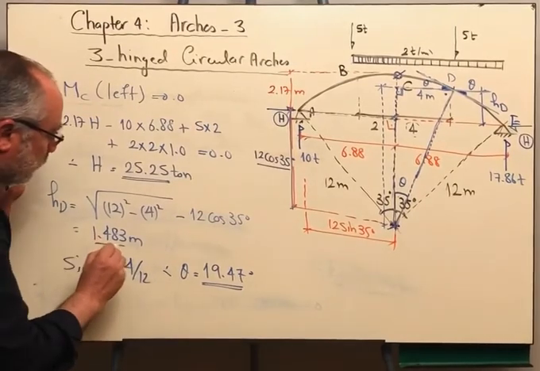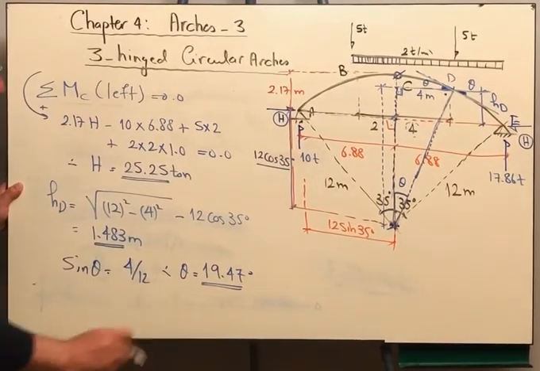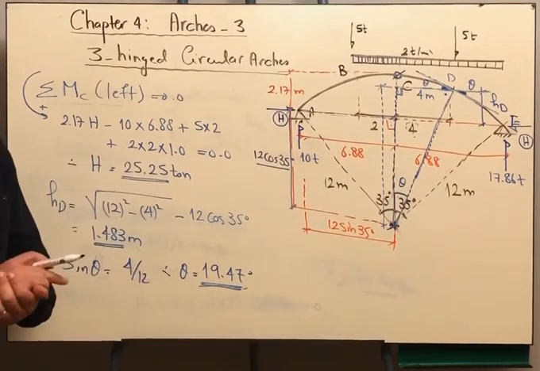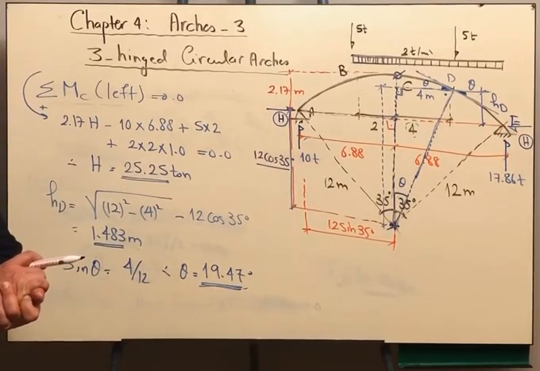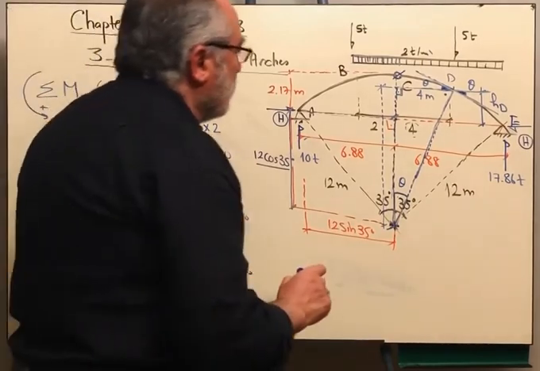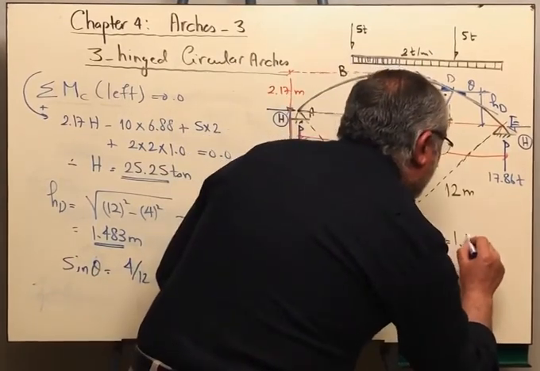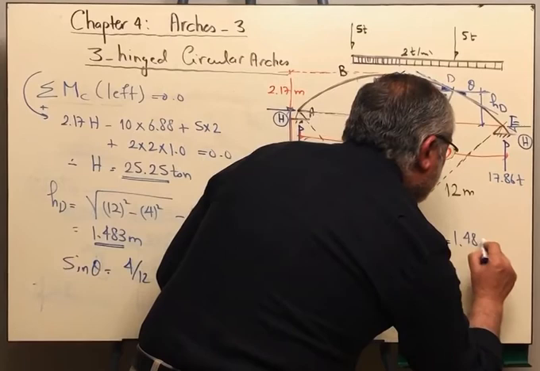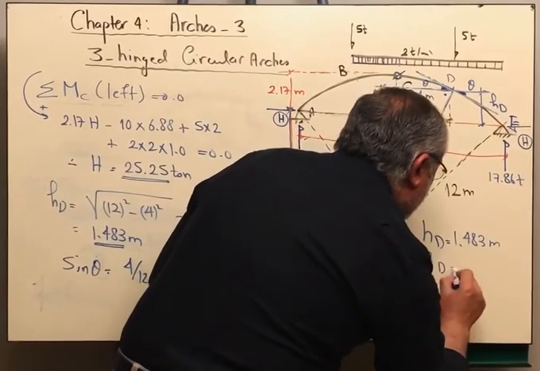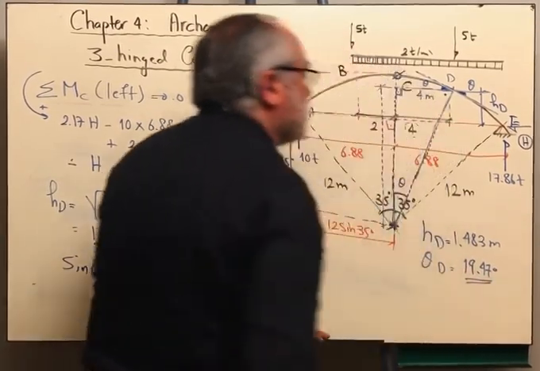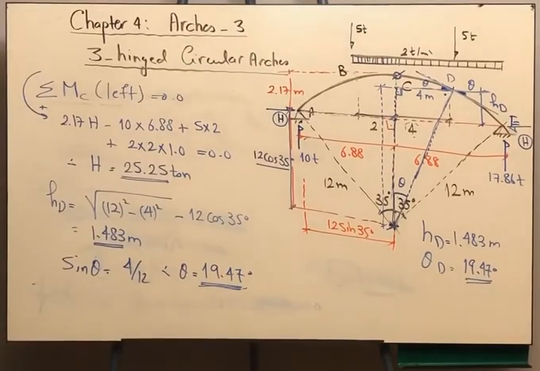Now, once I have solved for the rise of the arch at point D, and for the angle of inclination of the tangent to the arch at point D with the horizontal, I can proceed exactly similar to the parabolic arches. Let us start. Now we have these two values. Let us write them down here. The height at point D is 1.483 meters, and angle theta D is 19.47 degrees. Okay.